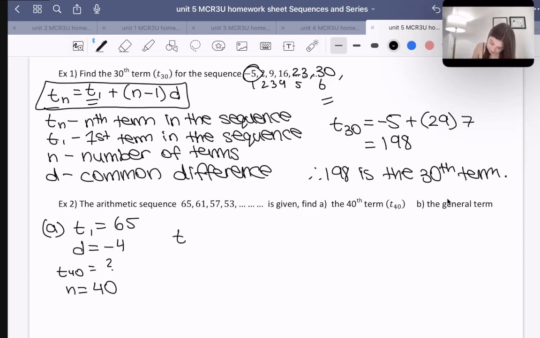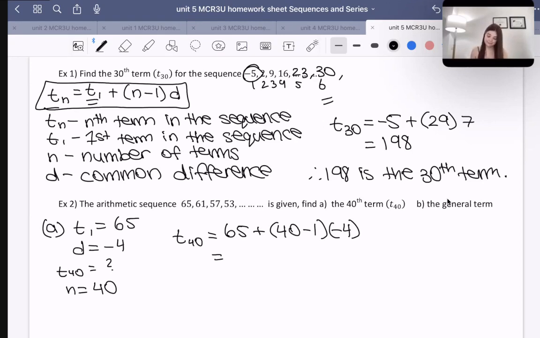T40 is equal to T1, 65, plus 40 minus 1 times the common difference, which is -4. I'm just putting that in brackets so that it's clear that it's times -4 rather than finding 40 minus 1 and then subtracting 4, because without those brackets, that's what it would look like.